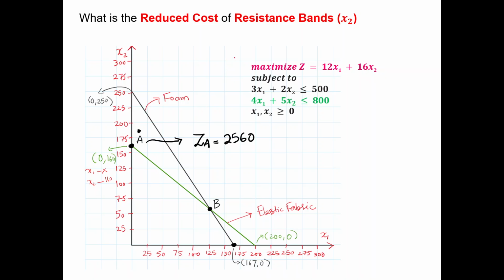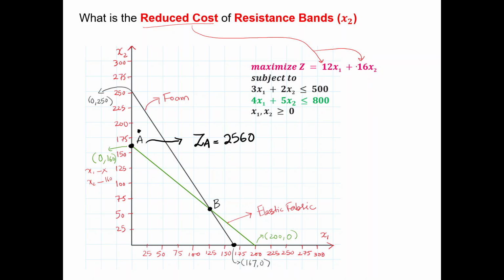Now, the concept of reduced cost basically tells us what changes should be made in the coefficients of the objective function variables, that is, the coefficients of x1 and x2, so that these variables are included at the optimal point.